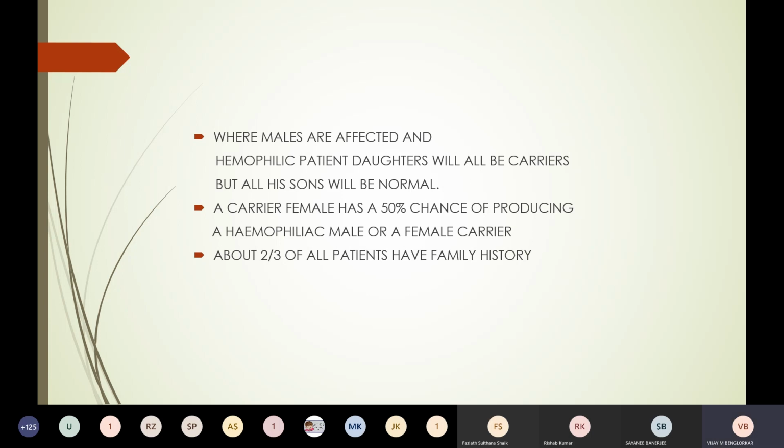A carrier female has a 50% chance of producing a hemophilic male or a female carrier. About 2/3 of all patients have a family history of hemophilia in the world.